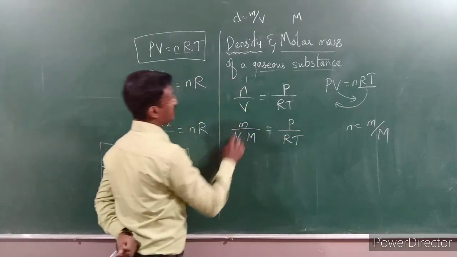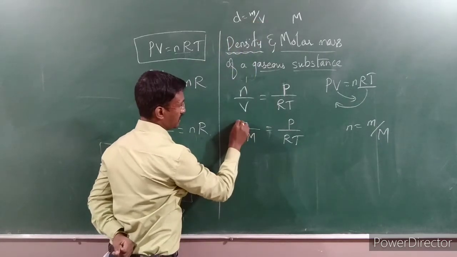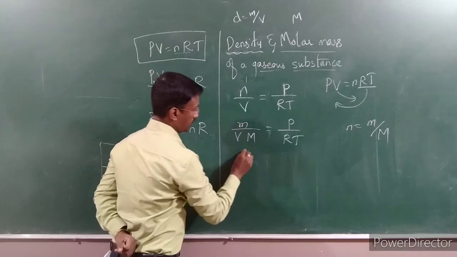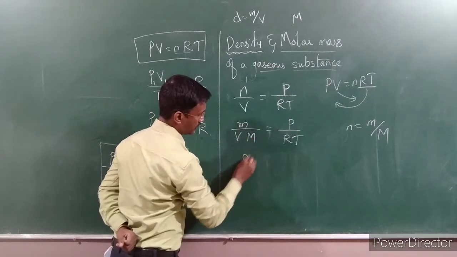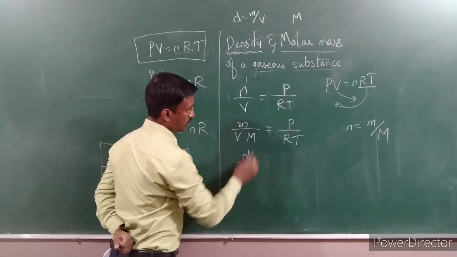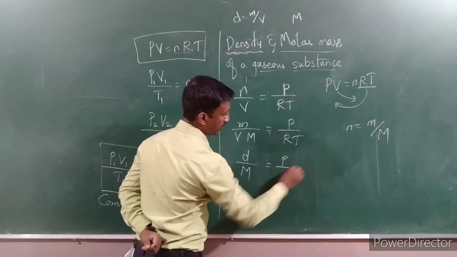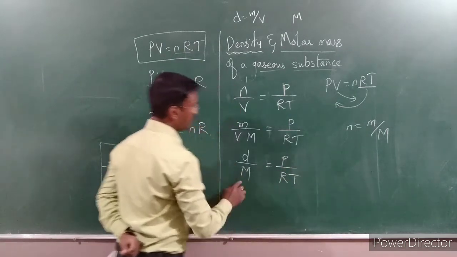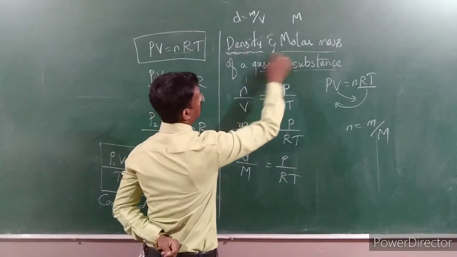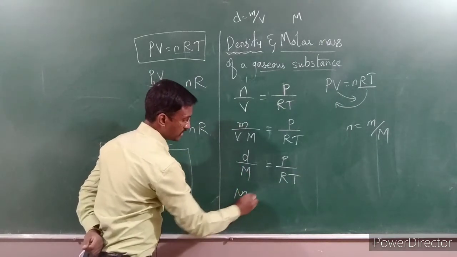But we know that the density formula is mass divided by volume. Therefore mass here, small m divided by capital V. So m by V can be represented by replacing it with d, density divided by capital M, where capital M is nothing but molar mass, that is equal to P divided by RT. So we need the formula of molar mass and density. Now we are having density and molar mass.